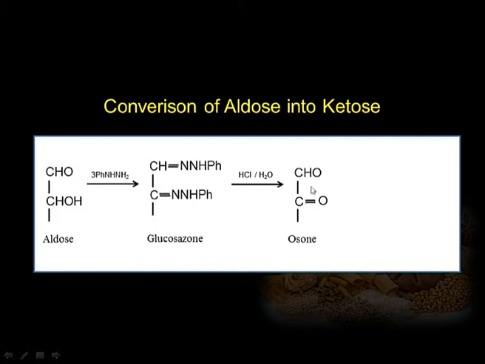And now, out of the 2 carbonyls, we can reduce easily the aldehydic carbonyl with zinc and acetic acid, and this gets converted into CH2OH. This is C double bond O, and we get a ketose structure. So, we have obtained a ketose from aldose with the same number of carbon atoms in 3 simple steps. First, prepare the osazone, then hydrolyze it, and then reduce it with zinc and acetic acid.